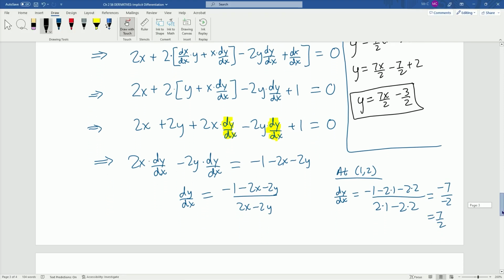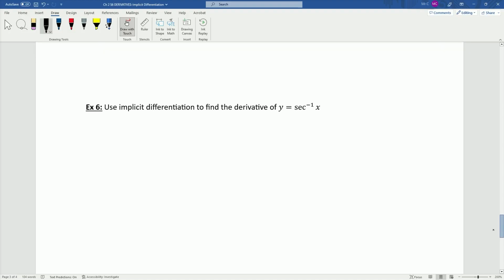Okay, so that's it for that one, and we're going to finish this up with a nice easy problem. Use implicit differentiation to find the derivative of y equals secant inverse of x. So previously, when we were investigating inverse functions, we had to use the inverse derivative theorem to find all of those derivative formulas. But now that we have the tools of implicit differentiation, we can go back and rederive all of those derivatives that we previously used the inverse function theorem for.